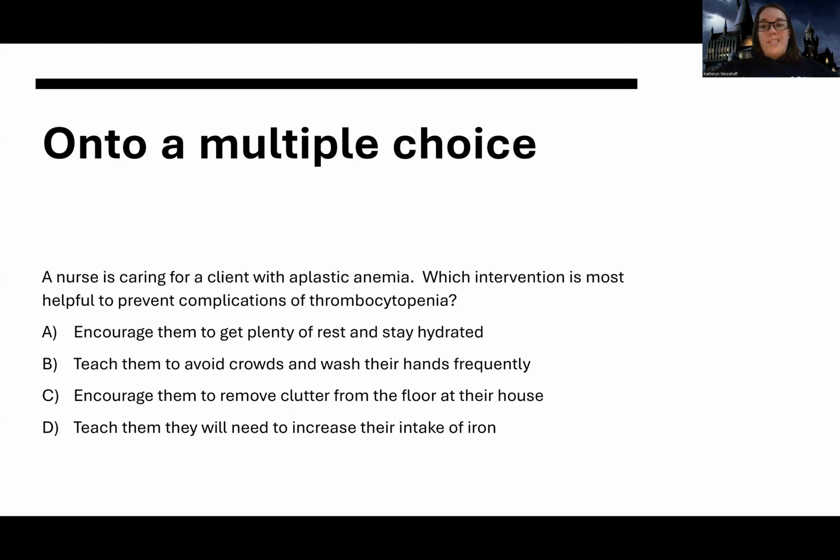Someone with aplastic anemia may also need to increase their iron. I mean, possibly, but that's more with iron deficient anemia. But even if they do need to increase their iron, is it going to stop them from bleeding to death? No, that has to do with their red blood cells. So the only thing here that could help you not be so at risk to bleed to death is going to be C, because if I remove clutter, I have less stuff on the floor, less chance of tripping, falling, and having an injury.